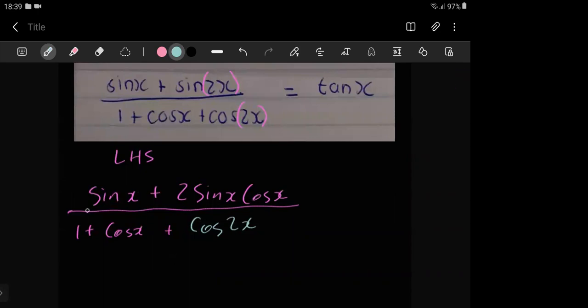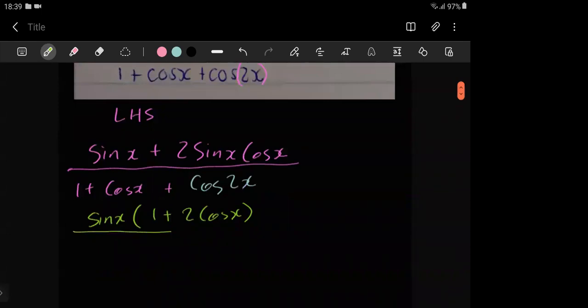At the top, it looks like we can fortunately take out a sine x as a common factor. If sine x goes out, we'll have 1 plus 2 cos x. Judging from the top, once we've factorized, we're going to have a bracket that looks like this and something else. For the bottom, we maybe want to factorize it too, because if we can, we will have something at the top canceling out something at the bottom.